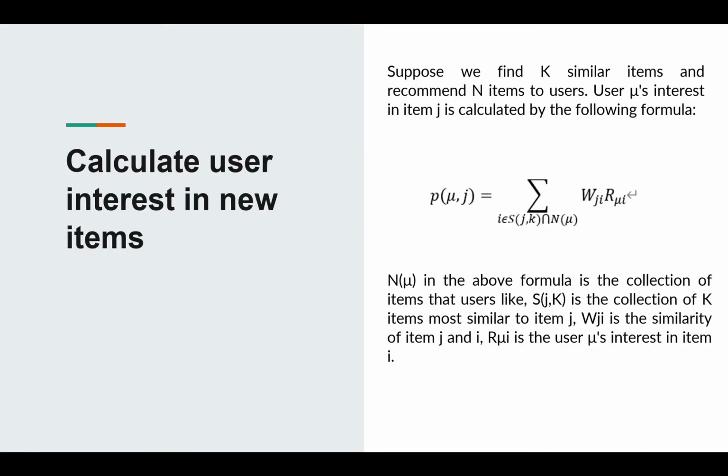And the second step is calculate user interest in new items. Suppose we find K similar items and recommend N items to users. User mu's interest in item J is calculated by the following formula. The W_JI is the similarity of item J and item I, and the R_mu,I is the user mu's interest in item I.